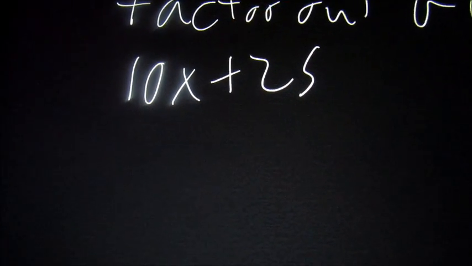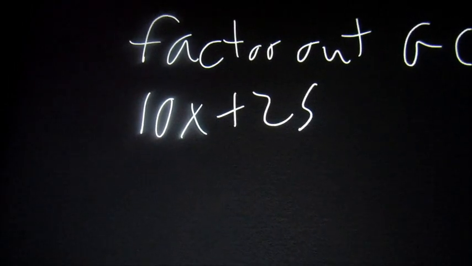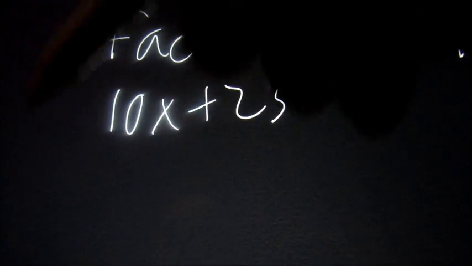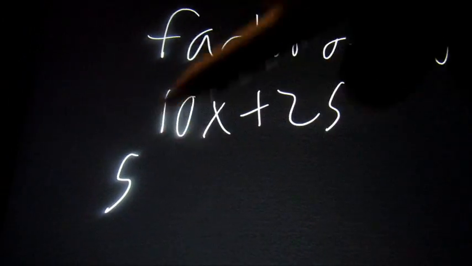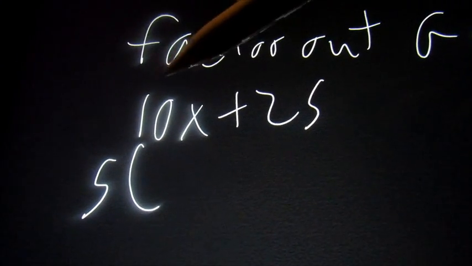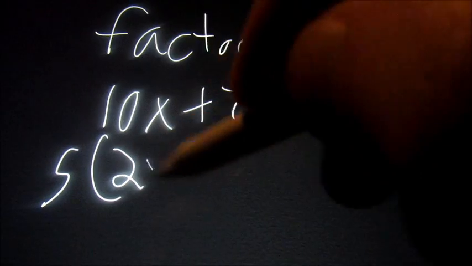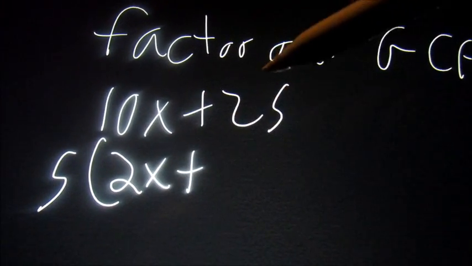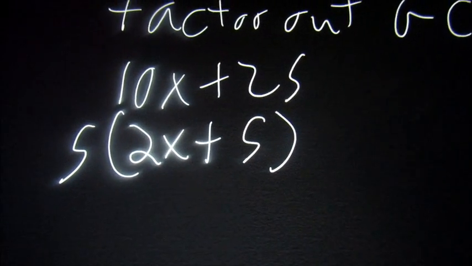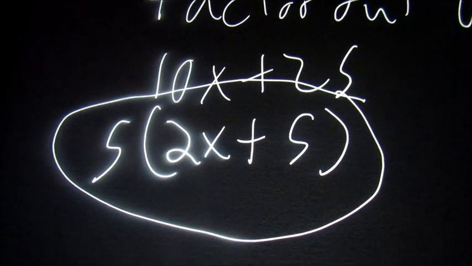So first off, we just have one that has an x, so we don't have to worry about factoring out any variables. But a number that will go into these both is 5. Okay, so we're going to put the 5, and then in parentheses, now we're going to figure out 10x divided by 5 is 2x. We have a plus. 25 divided by 5 is 5. So our answer here is 5 times 2x plus 5.